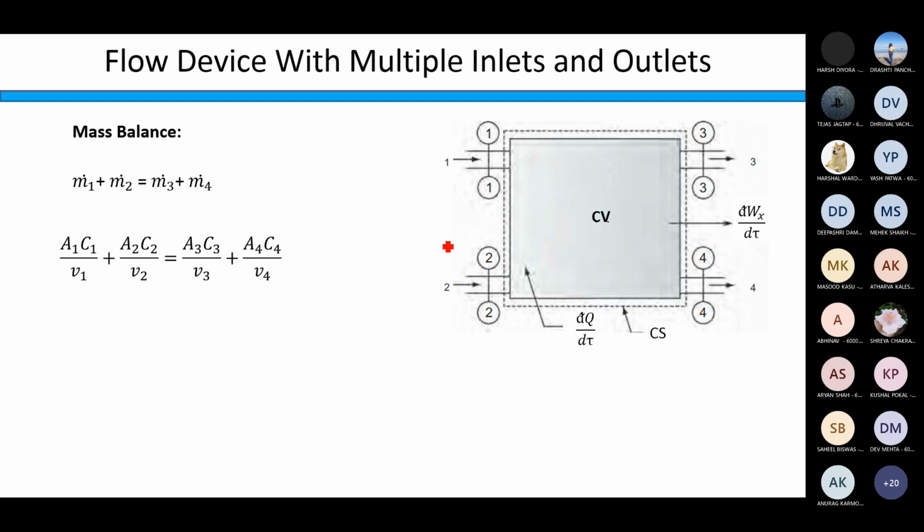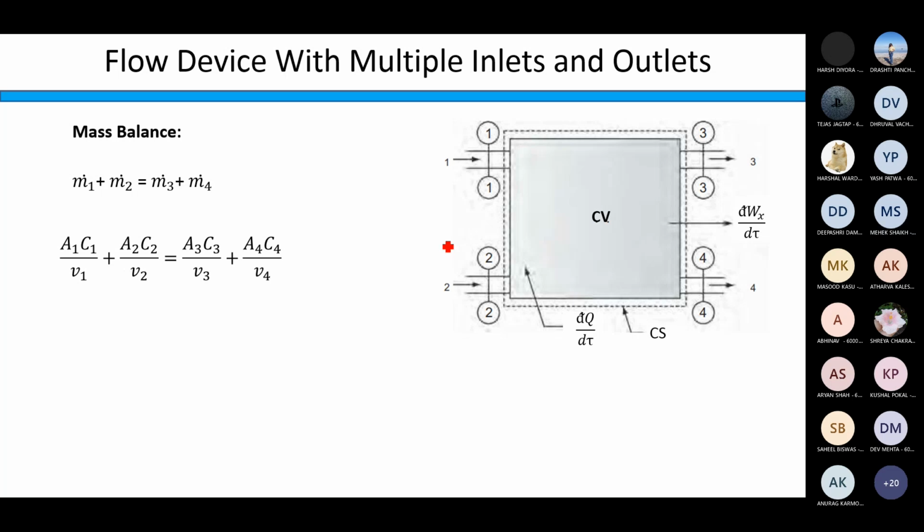So how do I write the mass balance for this? Whatever mass the inlets are carrying, the same mass must go out from the outlets. So this first equation, m dot 1 plus m dot 2 is equal to m dot 3 plus m dot 4, is nothing but the mass balance equation. Is it clear? All these mass flow rates might be different.